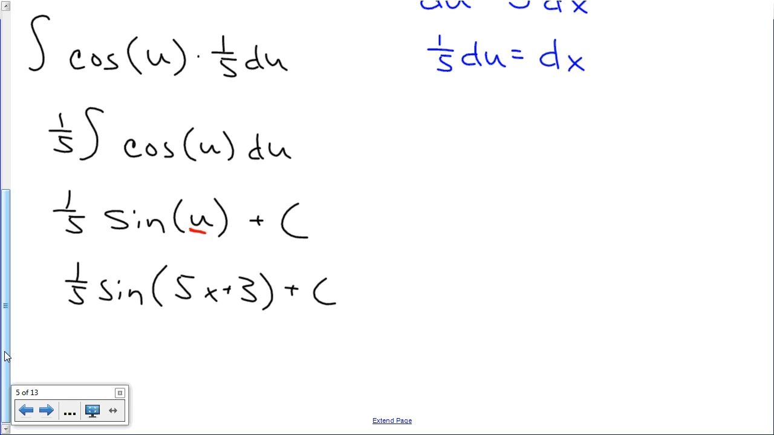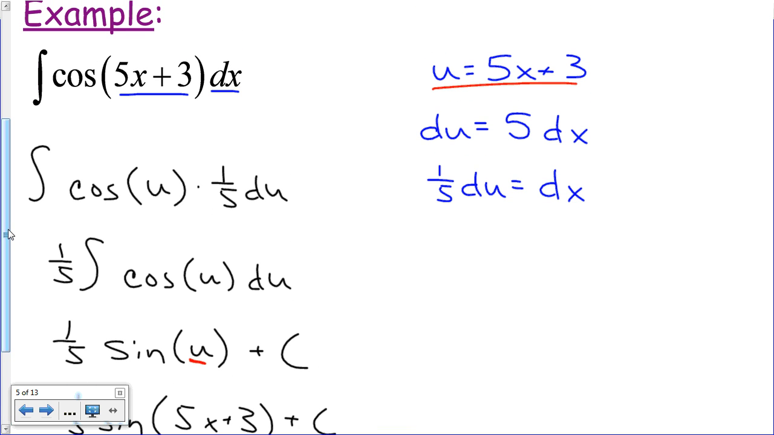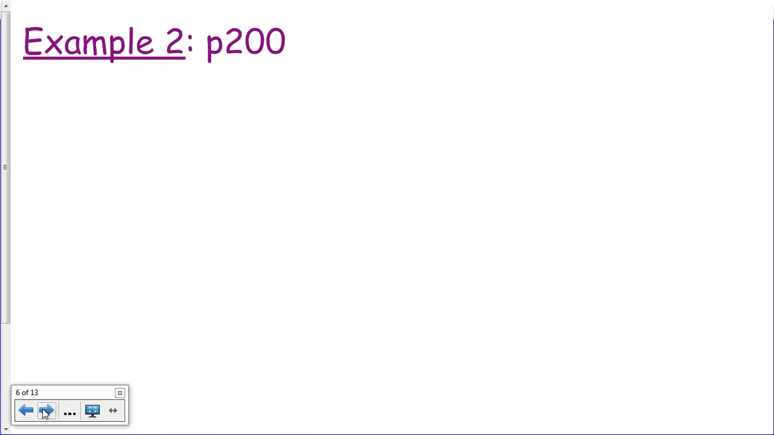Okay? Again, if you're having trouble seeing where these constants like the 1/5 show up, the nice thing about this process is that the 1/5 just showed up right here. I didn't have to really try to figure out where the 1/5 is going to come from. It just showed up in the problem, and so it automatically brings that in by using a u substitution like this. Okay? We'll use that on the next example here. Look at example 2. Example 2 says to integrate 7x plus 4 to the 9th.